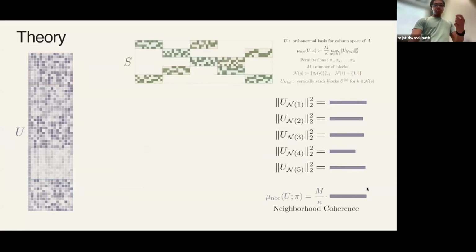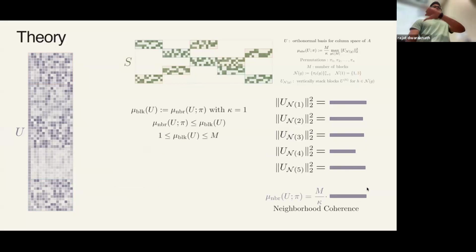And I'm just going to define a couple of other things. One is the block coherence, which is basically the neighborhood coherence with one permutation. So it's basically saying which block of U has the most subspace energy. And these things are scaled so that, first of all, the neighborhood coherence is always less than or equal to the block coherence. And they're scaled so that the block coherence is between 1 and M, and the neighborhood coherence is between 1 and M over capital. So this is just to get a feel for what these quantities look like.